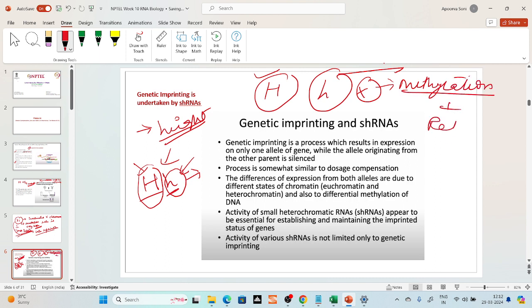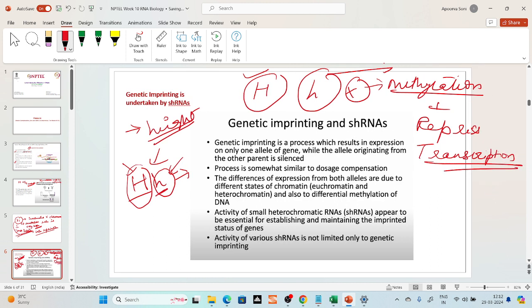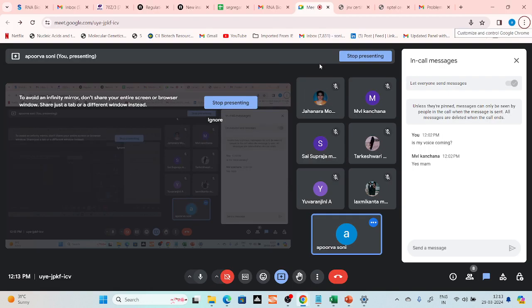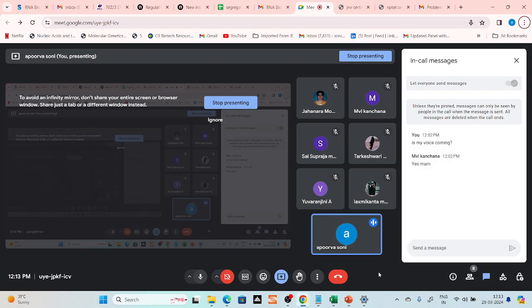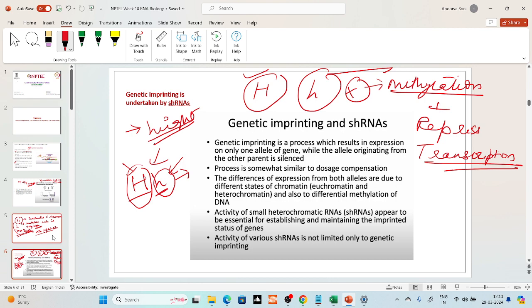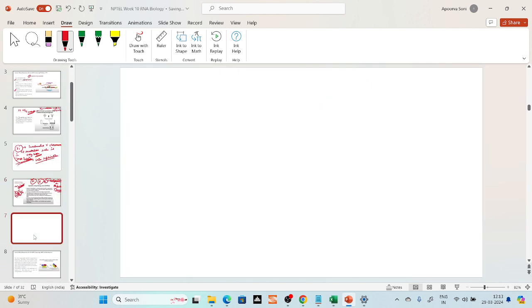because methylation will repress transcription. Then this is okay. Then whether this allele will come in euchromatin region or heterochromatin, what should it be? Euchromatin or heterochromatin? Anybody? Euchromatin. Okay. But do you know the difference between euchromatin and heterochromatin?